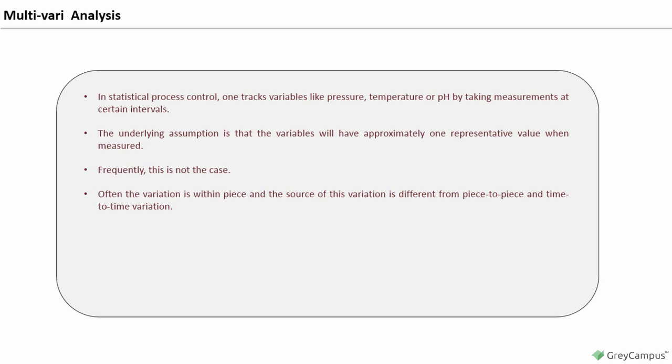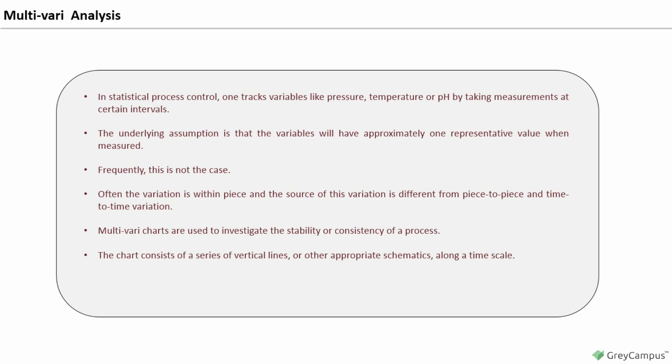Often the variation is within piece, and the source of this variation is different from piece to piece and time to time variation. The multivariate chart is a very useful tool for analyzing all three types of variation. Multivariate charts are used to investigate the stability or consistency of a process. The chart consists of a series of vertical lines or other appropriate schematics along a time scale. The length of each line or schematic shape represents the range of values found in each sample set.